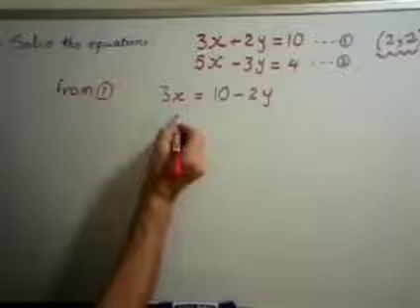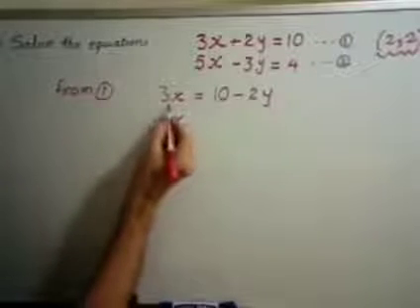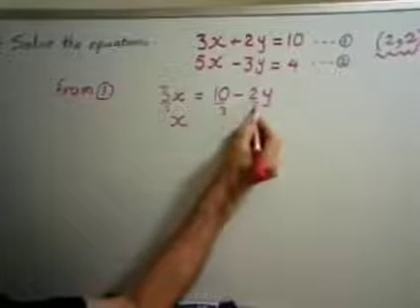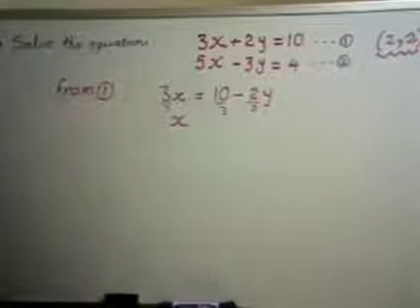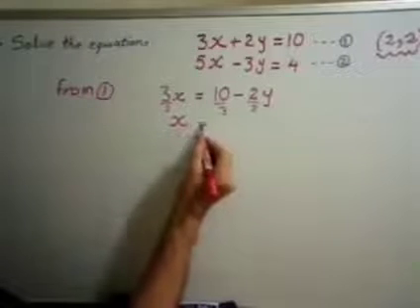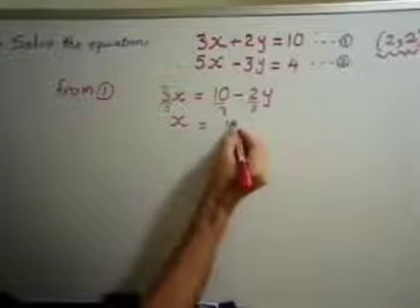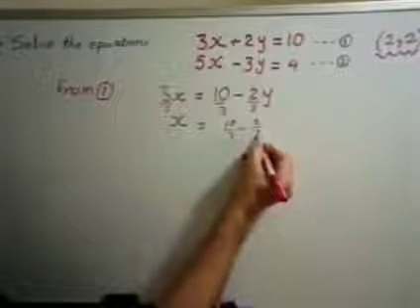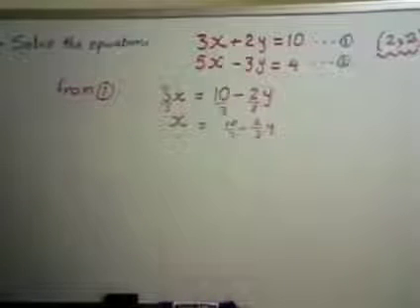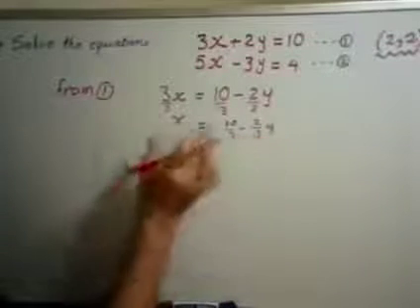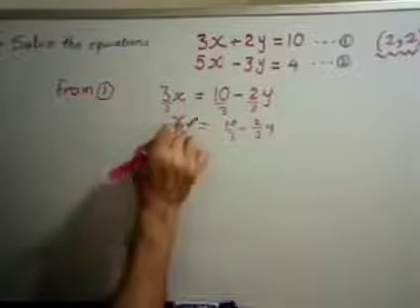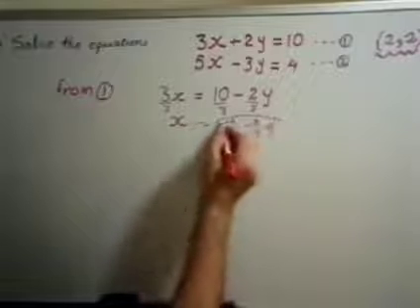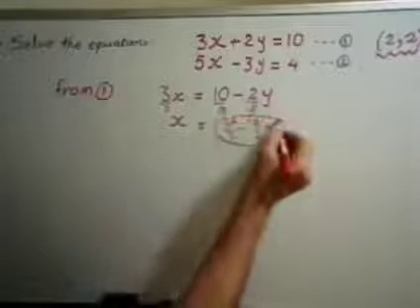Then let us get x only here. That means we have to divide by 3 every term in the equation. By dividing by 3, we got x here: 10 over 3 minus 2 over 3y. This is the value for x, and you see there is y here. We will make substitution about this in the second equation.